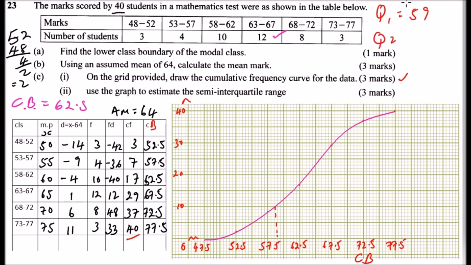Q3, you read the value that corresponds with 30. Here you read that value, and when you read that value, you find it is about 69, plus or minus 0.5. So we can say the semi-interquartile range is equal to 68 minus 59, divided by 2, which is equal to 4.5. So that's how you do that.